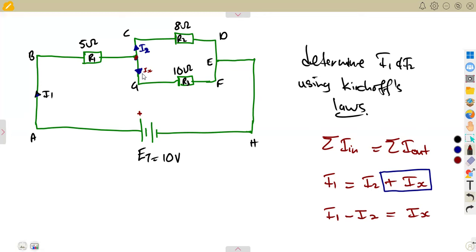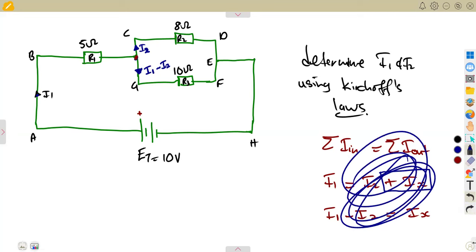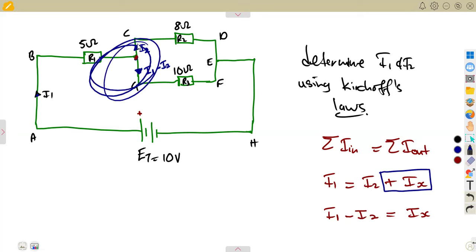So in place of this IX, instead of writing IX, I'm going to write it as I1 minus I2, in terms of what I'm given already, I1 and I2. So this is going to be current 1 minus current 2. It is not just something that is given, no. It is formulated. We formulate it from Kirchhoff's current law, because sometimes they're not going to give you a complete diagram with currents like this.